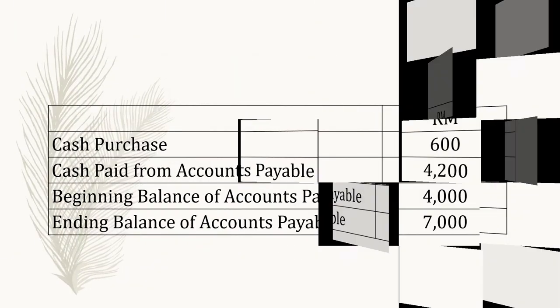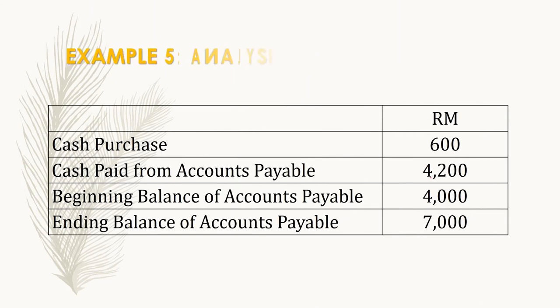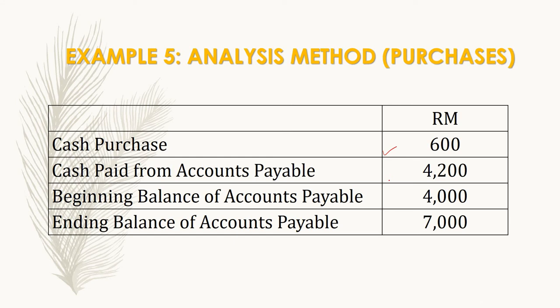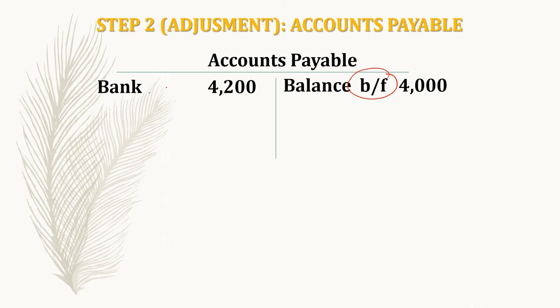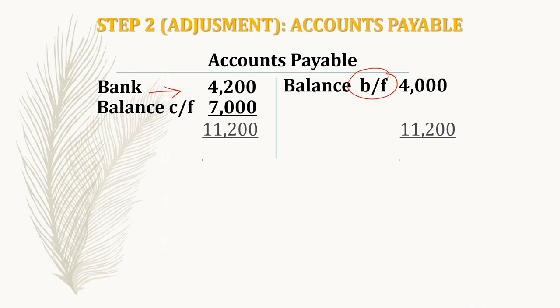So we go to the example. So this is your cash purchase, and then you have your cash paid, your beginning balance for your AP, and then your ending balance for your AP. Okay, so I need to do adjustments for my accounts payable. So beginning balance will be on the credit side, 4,000 ringgit. Okay, this amount is taken from my cash book, but in this question we took it straight from the question given. And then you have your ending balance of 7,000 ringgit.